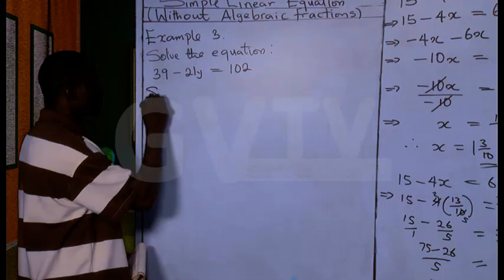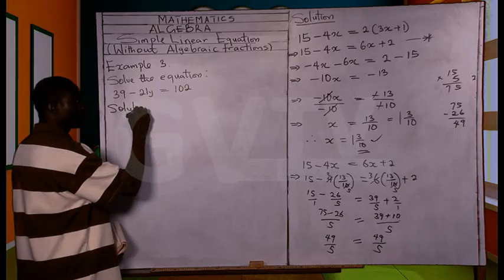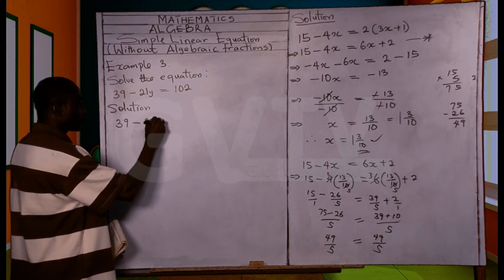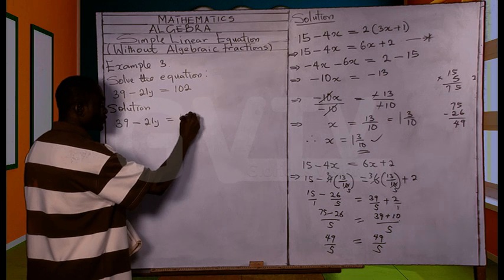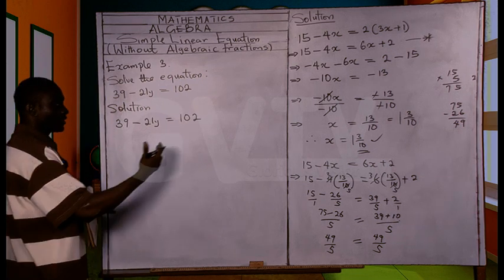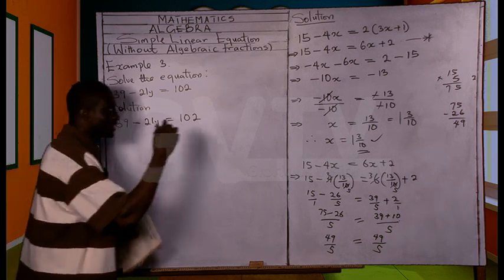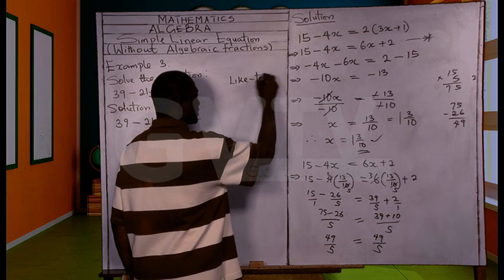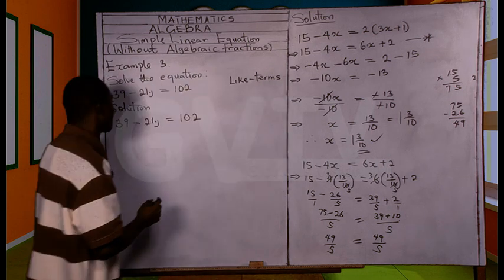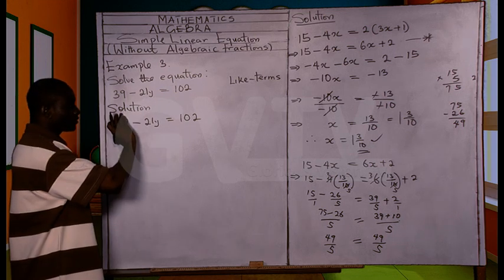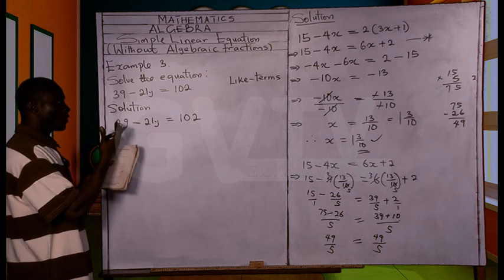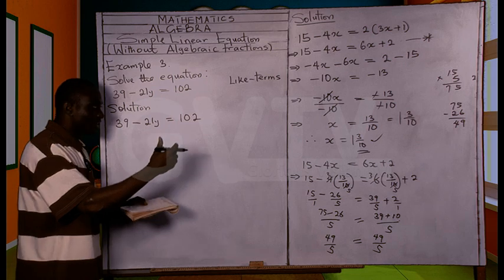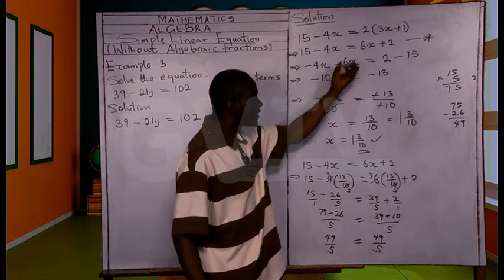Now, solution, and that is what we are about to look for. All right. Now we have 39 minus 21y, which is equal to 102. Let's collect the like terms. We have 3 terms here: 1, 2, 3. So we want to put those that look alike in one place. That is what we did here. Okay, we collected the like terms.